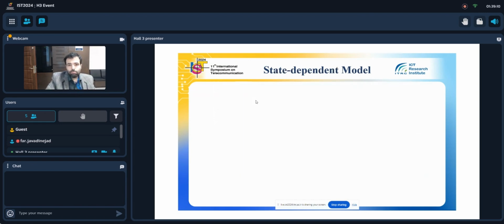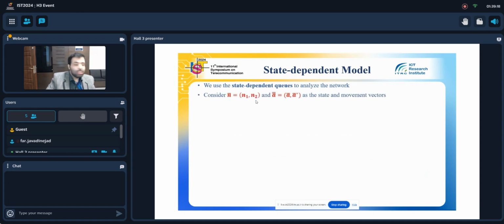To address this challenge, we use this thing in queuing theory that is called state-dependent queues. And using this technique, we can analyze these two nodes as a network of two nodes. In state-dependent queues, we have these two important vectors, n and a, which are the state vector and the movement vector. Any interactions in the network can be expressed as a pair of these two.